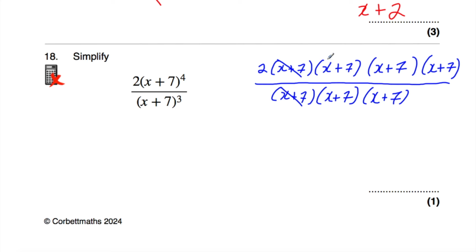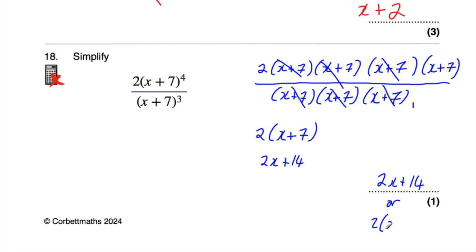We can divide it by x plus 7 again. And we could divide it by x plus 7 again. And then I'll just put a 1 on the denominator there. And as you can see on the numerator, we've got 2 and then in brackets x plus 7. So 2 brackets x plus 7. And then on the denominator, we've got 1. And if we divide something by 1, we just get whatever there is on the numerator. So I'm actually just going to write 2 brackets x plus 7. And then we can expand this if we wanted to. If we expanded this, we would get 2x plus 14. And that's it. And actually, you could leave it as 2 brackets x plus 7, or you could write 2x plus 14. So that's our answer, 2x plus 14. Or you could write it as 2 brackets x plus 7.